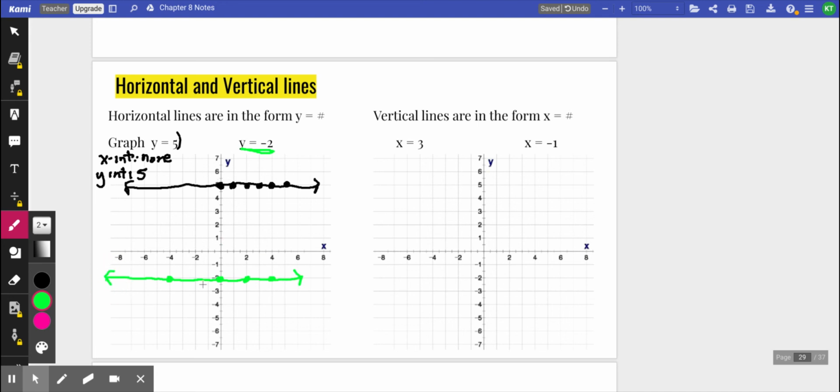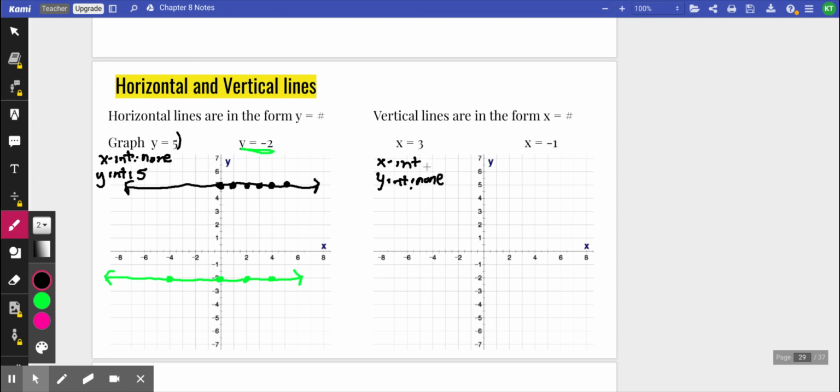Both of these are functions, because if I did the vertical line test, it would only hit that graph once and that graph once. However, vertical lines are not functions. And notice there's no y value in my equation. So if I were going to list the x-intercept and the y-intercept, there's no y. So there's no y-intercept.